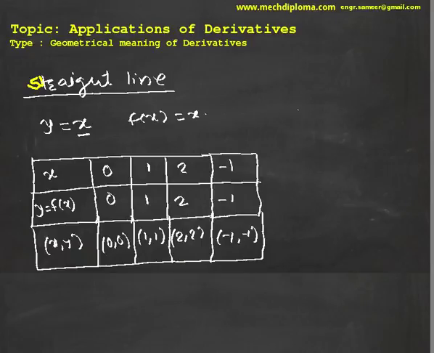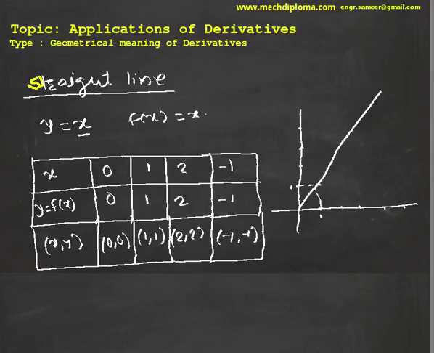So if I plot the graph for this equation, this function, I take values here, and if I plot the graph, it will be like this. This is 1, 1, the first point. It is 2, 2, the second point, 3, 3, the third point, and so on. Similarly you can plot the graph of any straight line.